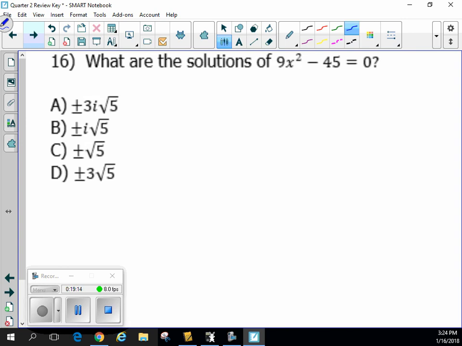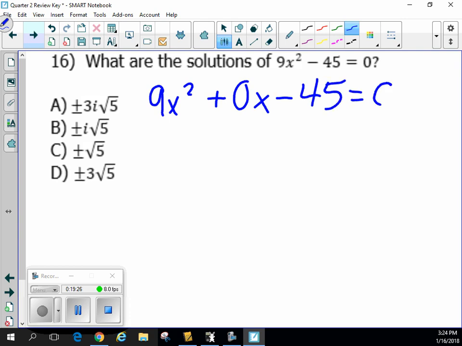Number 16, you actually have to solve using your quadratic formula here. Remember, if something is missing, you put in a 0. So we have 9x squared plus 0x minus 45 equals 0. 9 is A, B is 0, and negative 45 is our C. Again, we're going to start off by doing our discriminant, B squared minus 4AC.